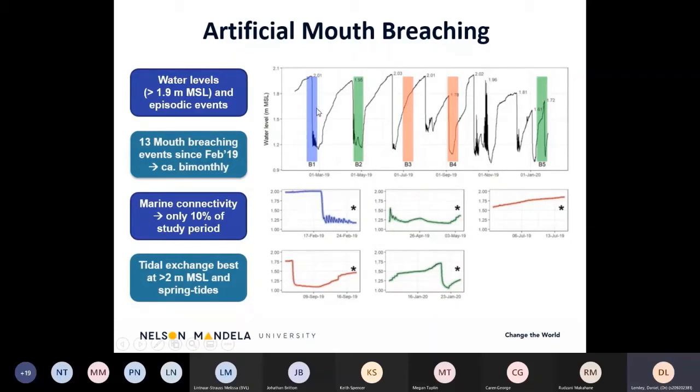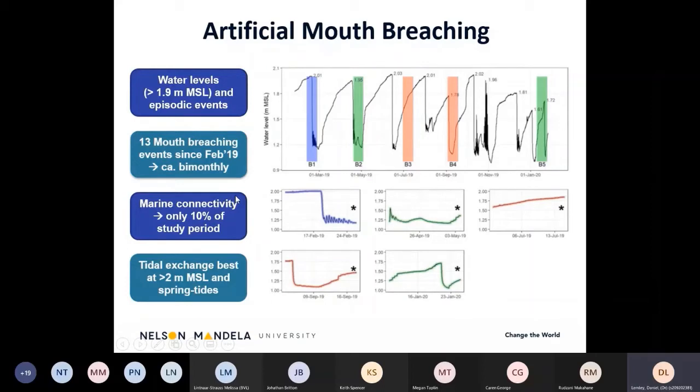So just to give you some context, since the beginning of the study till today, I think roughly there's been about 13 to 14 official mouth breaching events, interspersed with a few illegal breaching events. And this equates to bi-monthly breaching, which is extremely frequent for a system of this size compared to its natural state. However, even though it's breached so often, the marine connectivity within the system only occurs for about 10% of the time.